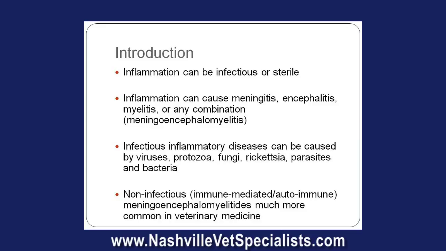Just to go over some terms, when we're talking about inflammation of the nervous system, we can be talking about the meninges, which is meningitis, the brain, encephalitis, the spinal cord, myelitis, or a combination of any of these together. As far as the infectious things that we can see, we can see viruses like distemper, FIP in cats, protozoa like Toxoplasma, Neospora, fungal organisms, tick-borne diseases, parasites, and rarely do we see bacteria as a cause of inflammatory CNS disease in dogs. Non-infectious inflammatory disease is much more common.